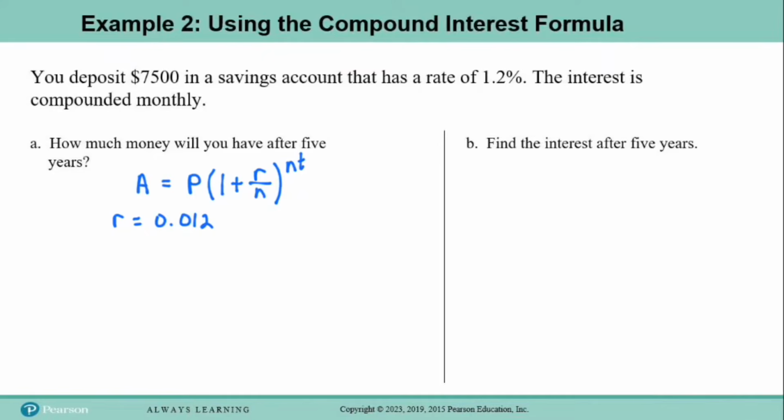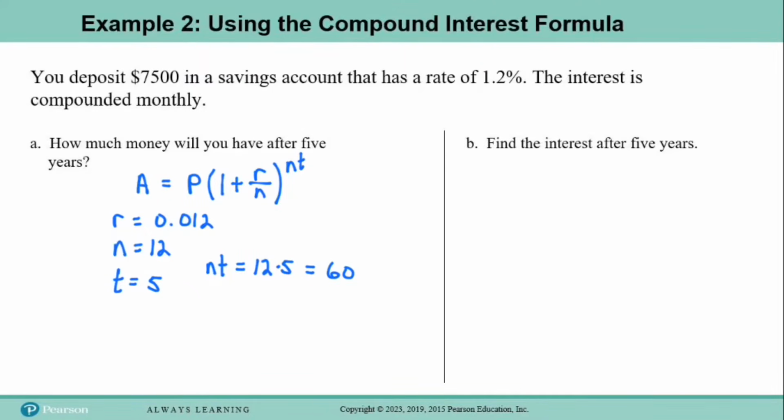And we know that the interest is being compounded monthly. So there are 12 months in a year. So that means that there are 12 compounding periods in a year. And so n is 12. And the time is 5 years. That was stated in the problem. And since we have both of these numbers here, let's calculate our exponent, which is n times t. So that would be 12 times 5, which is 60.